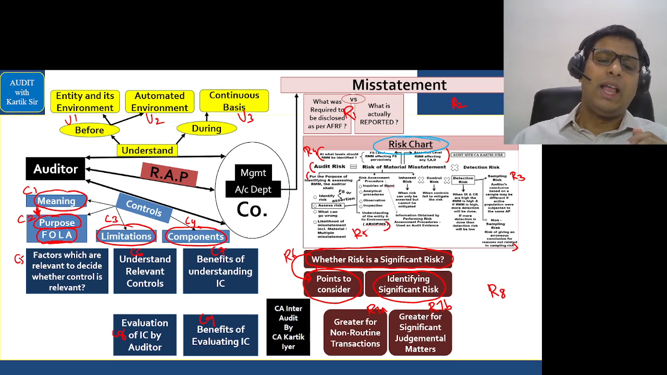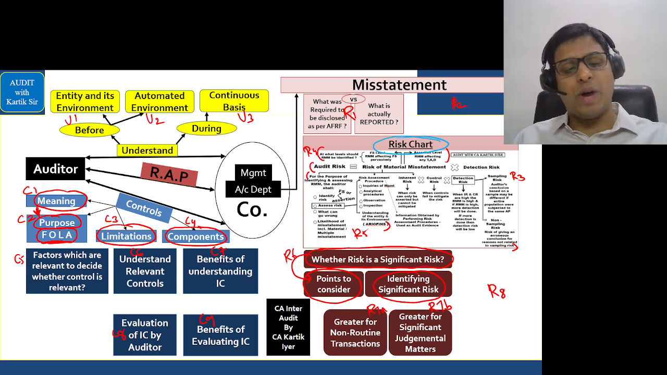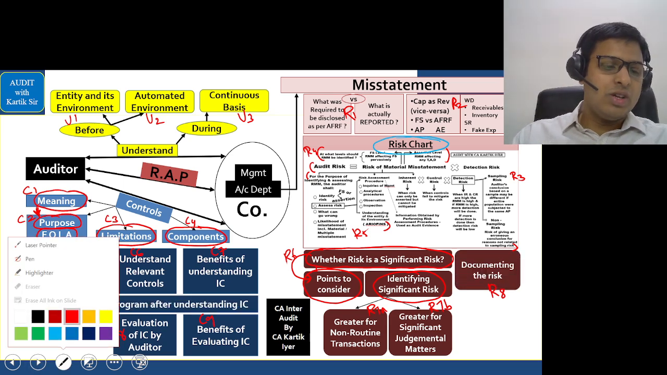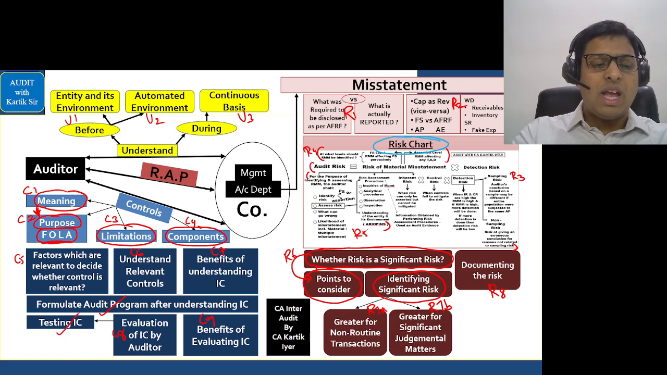Okay. After that, we had done the next area. Then I told you to do the reading of two parts, which are very simple. You have to remember these two: formulate the audit program after understanding internal control, and testing internal controls.